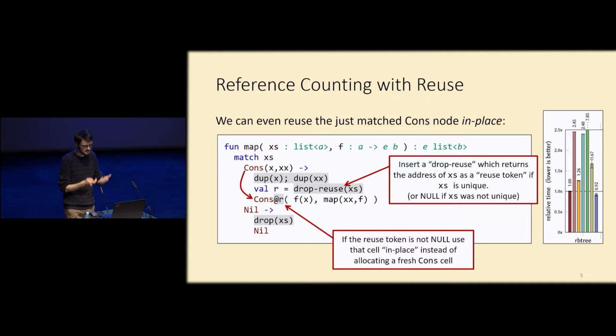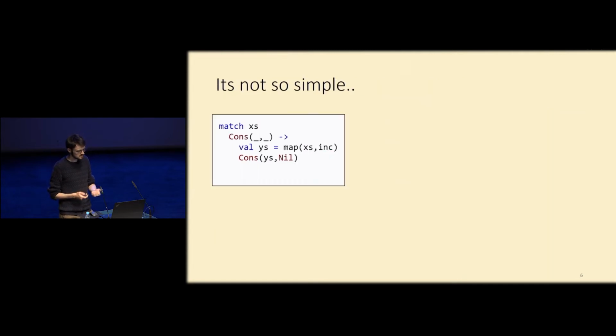And it turns out that this can be a surprisingly effective optimization that can often, at least in some benchmarks, make a gigantic difference in performance. However, in this work, we found that it is not quite so simple. And we show several examples of how reuse analyses that have been implemented in the past fall short.